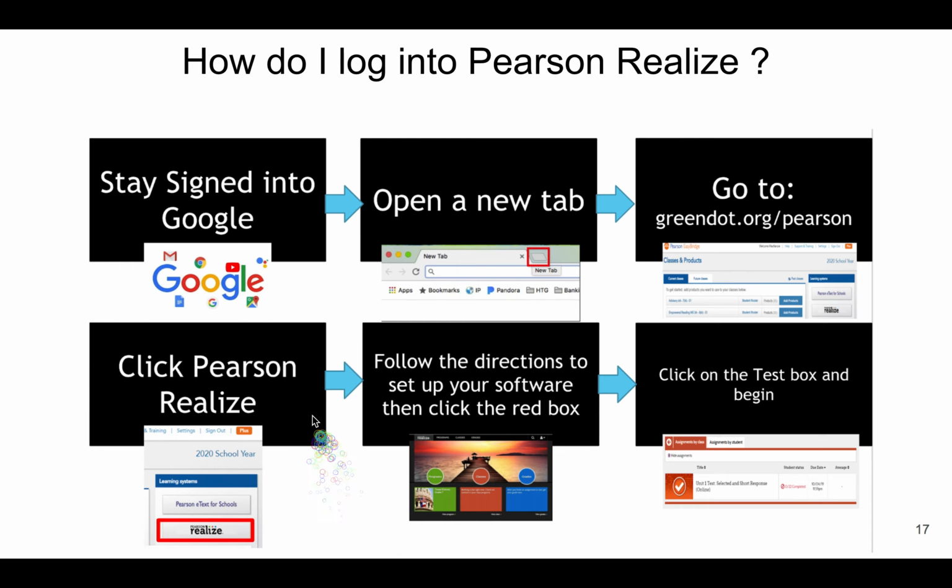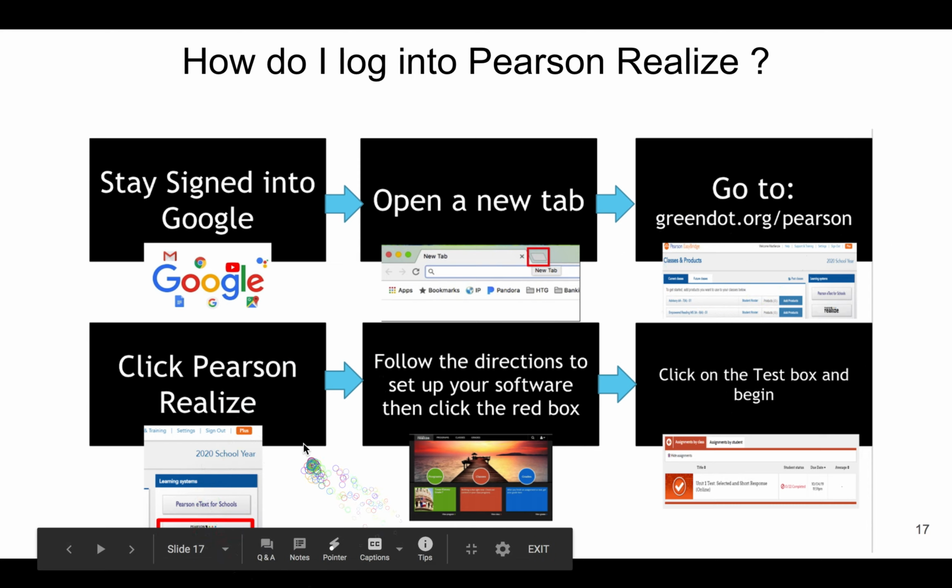Alright, Pearson. You remember Pearson? You love it, don't ya? You should be familiar with this and with logging in. You should all be on your Google student accounts. If you already are logged into your student Google account, this will be easy. All you have to do is type in greendot.org/Pearson. Once you've typed that, it will automatically send you here. Make sure you click at the bottom. You're going to click Realize at the bottom right here. That will send you here.